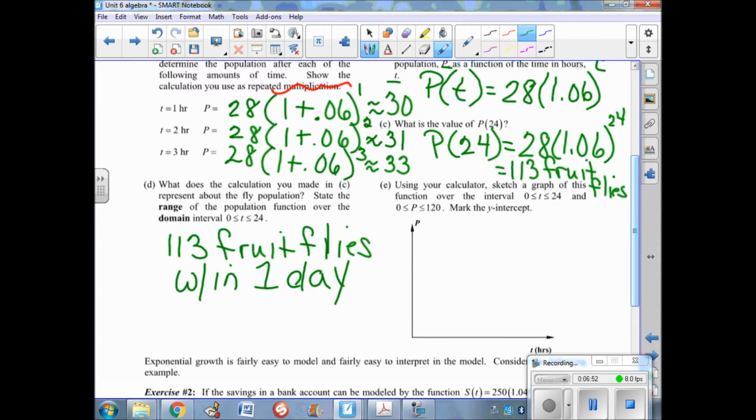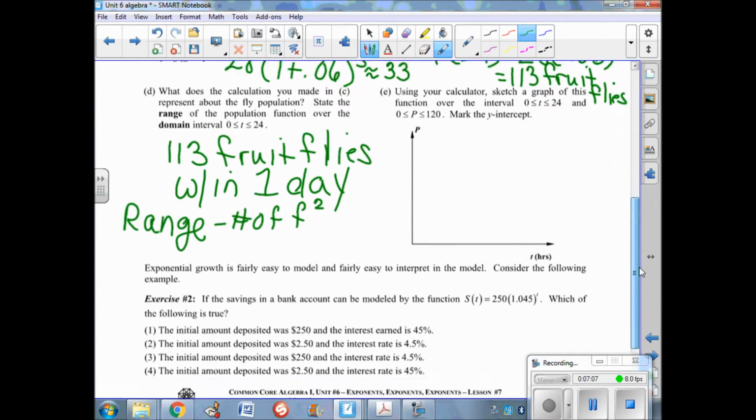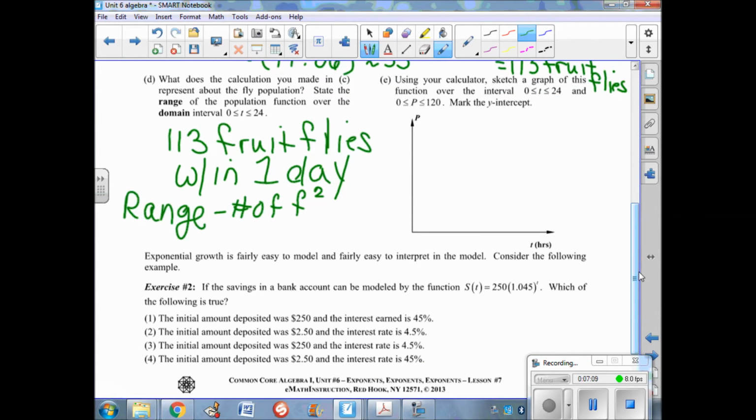So what's the range? Okay, so we know our domain is our time. Our range is then the number of fruit flies. We'll call it F squared. It's fruit flies. Little math humor there. All right. So what is our range? How many did we start with?